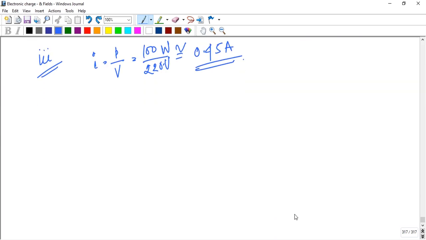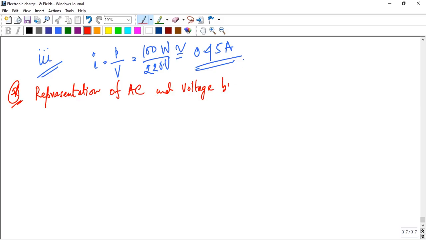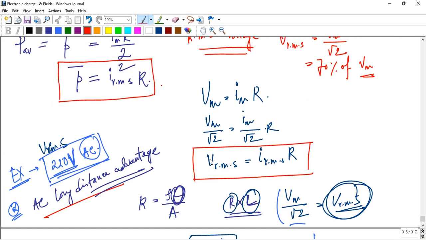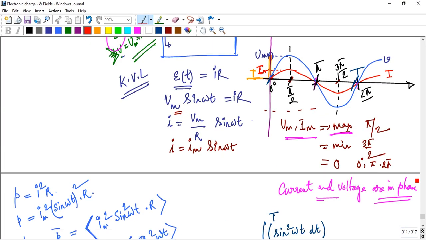Now for better understanding, we draw a phasor diagram. The representation of AC current and AC voltage by a rotating vector is called a phasor. Here there is no phase difference, because voltage and current are in the same phase. I am discussing that voltage and current are in the same phase.